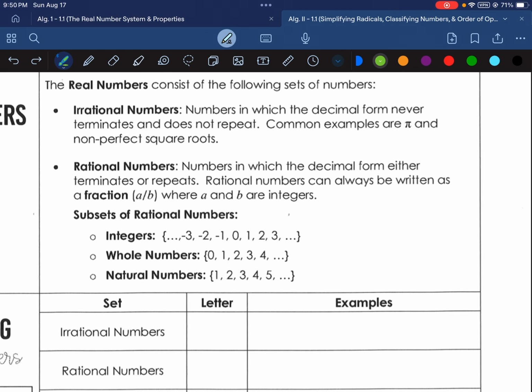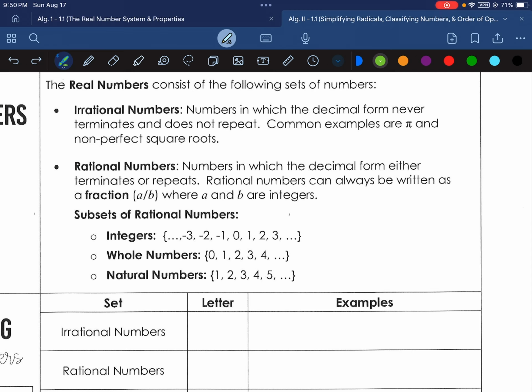The real numbers consist of the following sets of numbers. Two main sets of numbers that make it up are the irrational numbers and rational. Either something is rational or it's not. Irrational numbers are numbers in which the decimal never ends or repeats, and common examples are pi and non-perfect square roots. Rational numbers, however, are decimals that end or repeat. Rational numbers can always be written as a fraction, something divided by something else, where those numbers are integers.